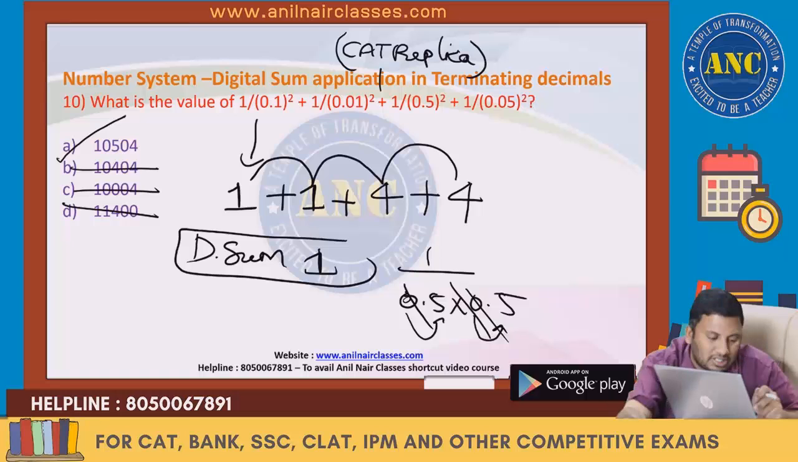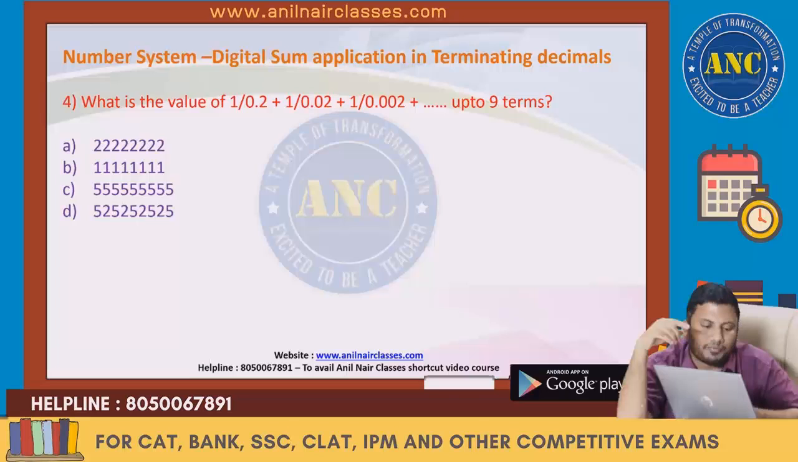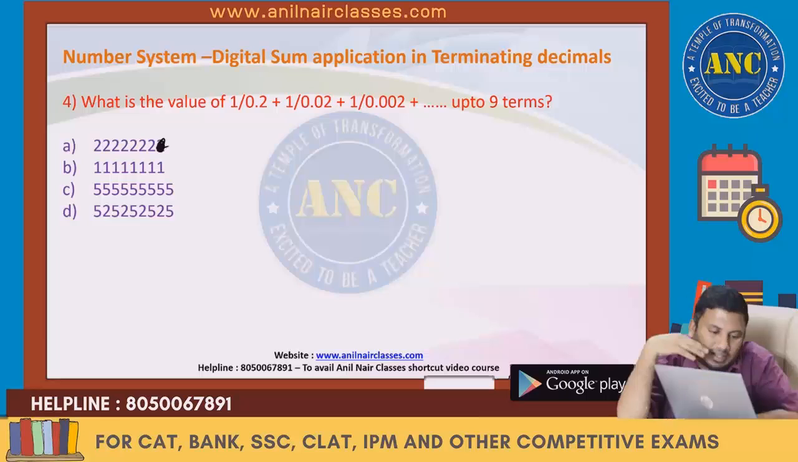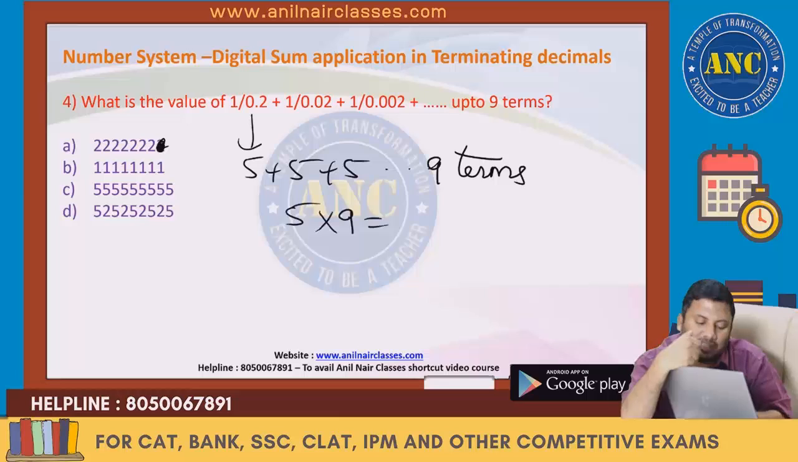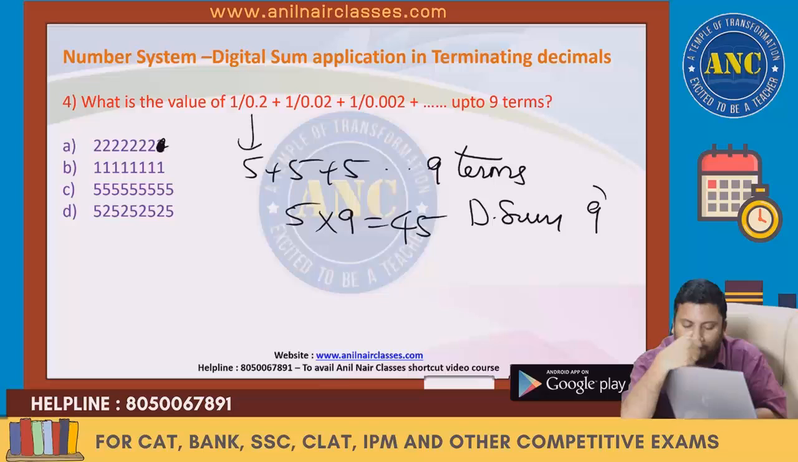Now if you see here, 2 is written 8 times. Now 2 means 5. 5 added 9 times. If 5 is added 9 times, 5 9s are 45. Digital sum will be 9.